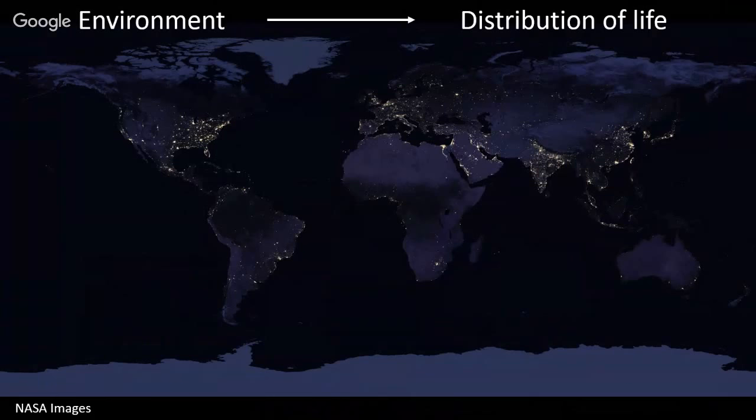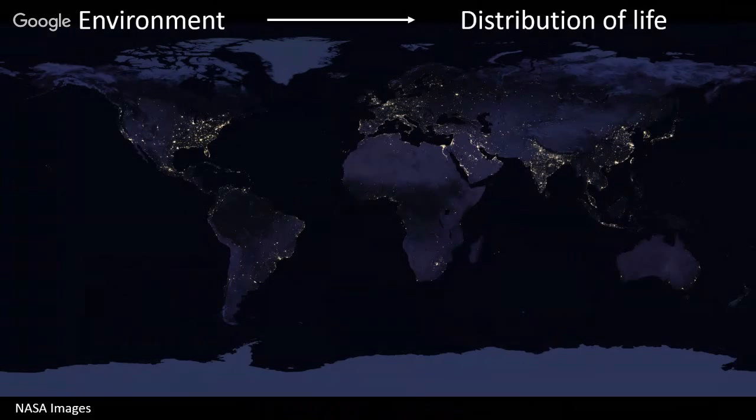There are very few people living around the poles. Maybe it's too cold for most people. There are very few people in the deserts, so maybe it's too hot. Maybe depending on how good the soil is and other things about the environment dictate our distribution.